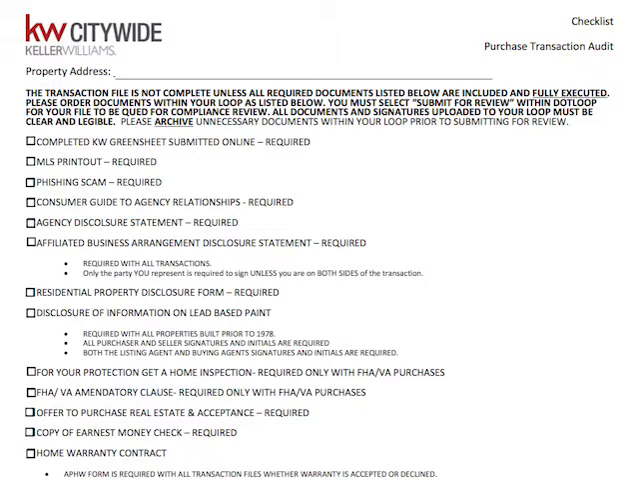There is the phishing scam. That's a document that your buyer needs to sign. The seller does not need to sign it, but the buyer needs to sign it, talking about the various scams out there in our industry. It's about wiring money and the scams associated with that.